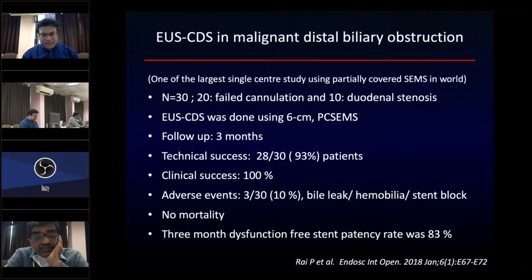So this is, again, we published our experience. This is one of the largest single center studies using partially covered SEMS. 30 patients, 20 failed cannulation, and 10 we couldn't do because of duodenal stenosis. A 6 centimeter partially covered stent is what we used.